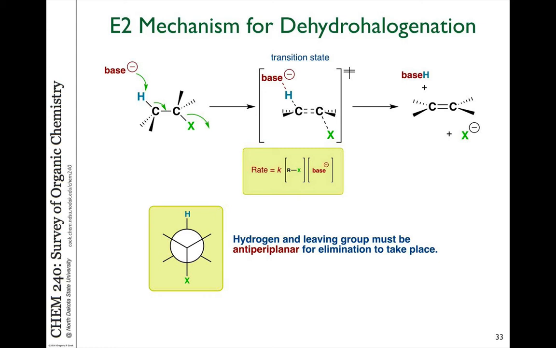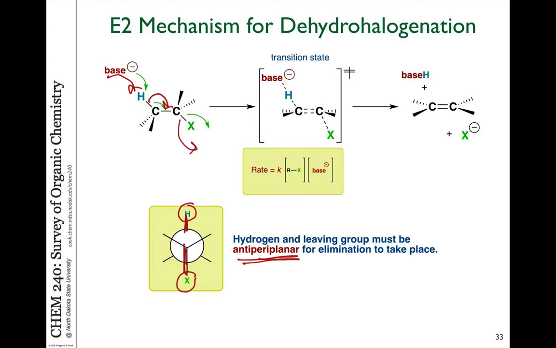The hydrogen on the adjacent carbon and the leaving group have to be 180 degrees apart and lined up, what we refer to as anti-periplanar. So this bond has to be in the same plane as this bond and lined up 180 degrees for that elimination to take place. And we can see that in this side view, because if you're going to form a bond to the hydrogen, the electrons have to flow opposite of the leaving group.